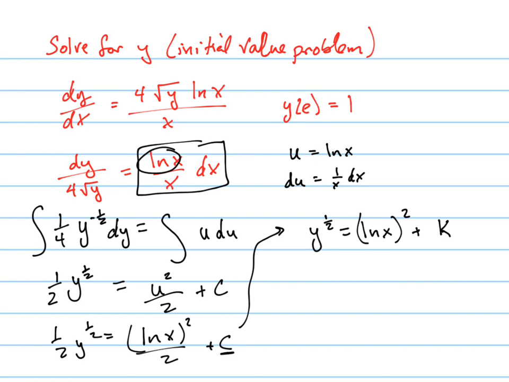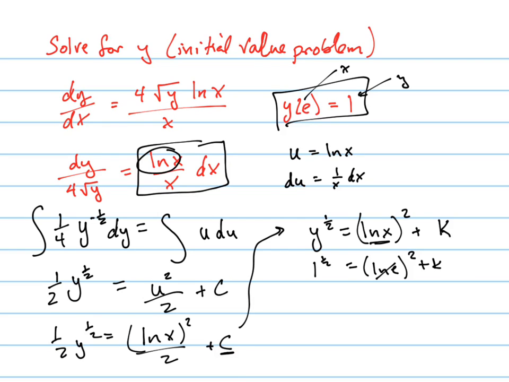Now let's use this initial value: when x equals e, y equals 1. So y is 1 when x is e. What's ln of e? Just 1. ln of e is just 1. So 1 equals 1 plus k. What does k equal? 0.